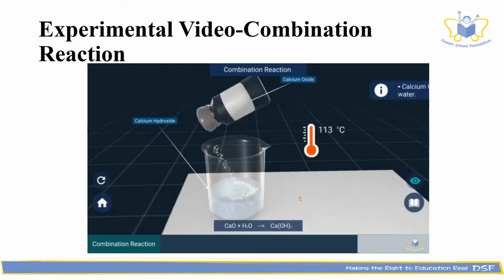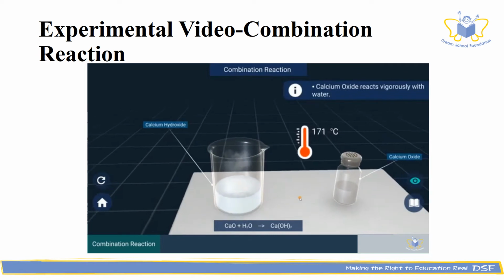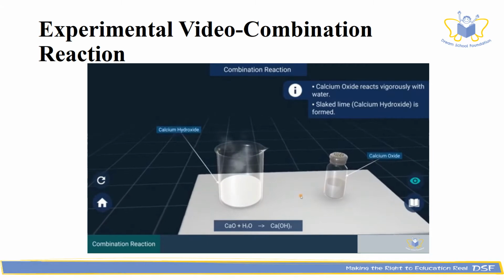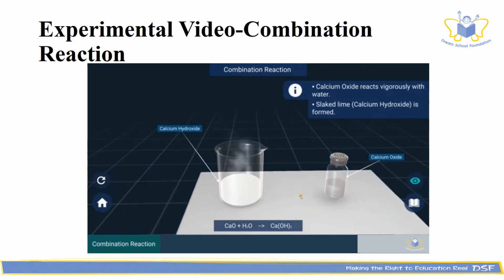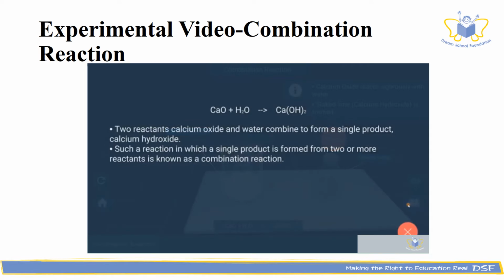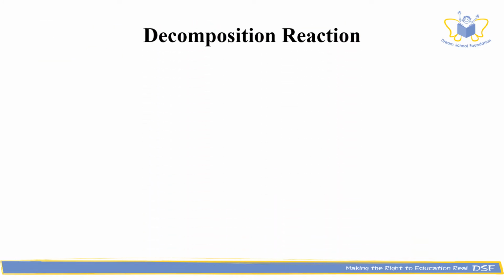We can see that calcium oxide reacts vigorously with water to produce slaked lime, which is calcium hydroxide, releasing a large amount of heat. In this reaction, two reactants, calcium oxide and water, combine to form a single product, calcium hydroxide. Such a reaction in which a single product is formed from two or more reactants is known as a combination reaction.